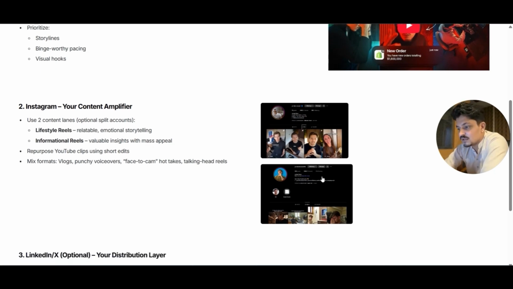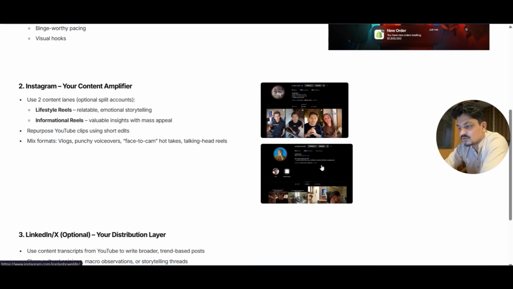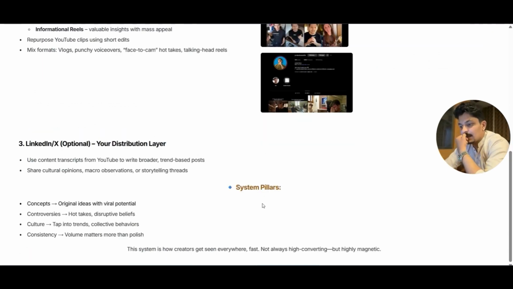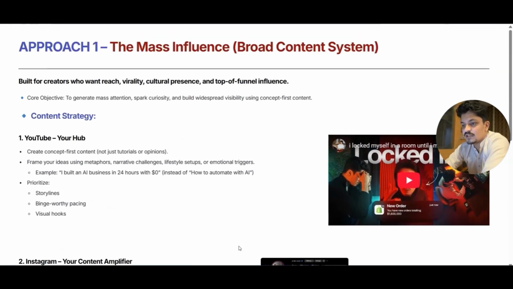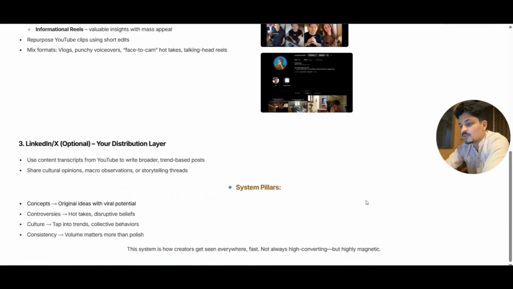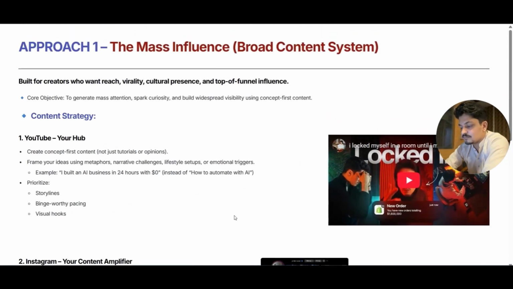But this is the type of content which is easy to execute because I feel like the second account that I was showing you, from Jordan Bound Life, this is the easiest content that you can ideate on Instagram right now, period. So yeah, make sure that you got these 4 pillars ready. And again, this system is how creators get seen everywhere fast, not always high converting, but highly magnetic. That's your goal. Obviously, you will be able to monetize your audience, but as compared to the niche audience, it's going to take some time here.